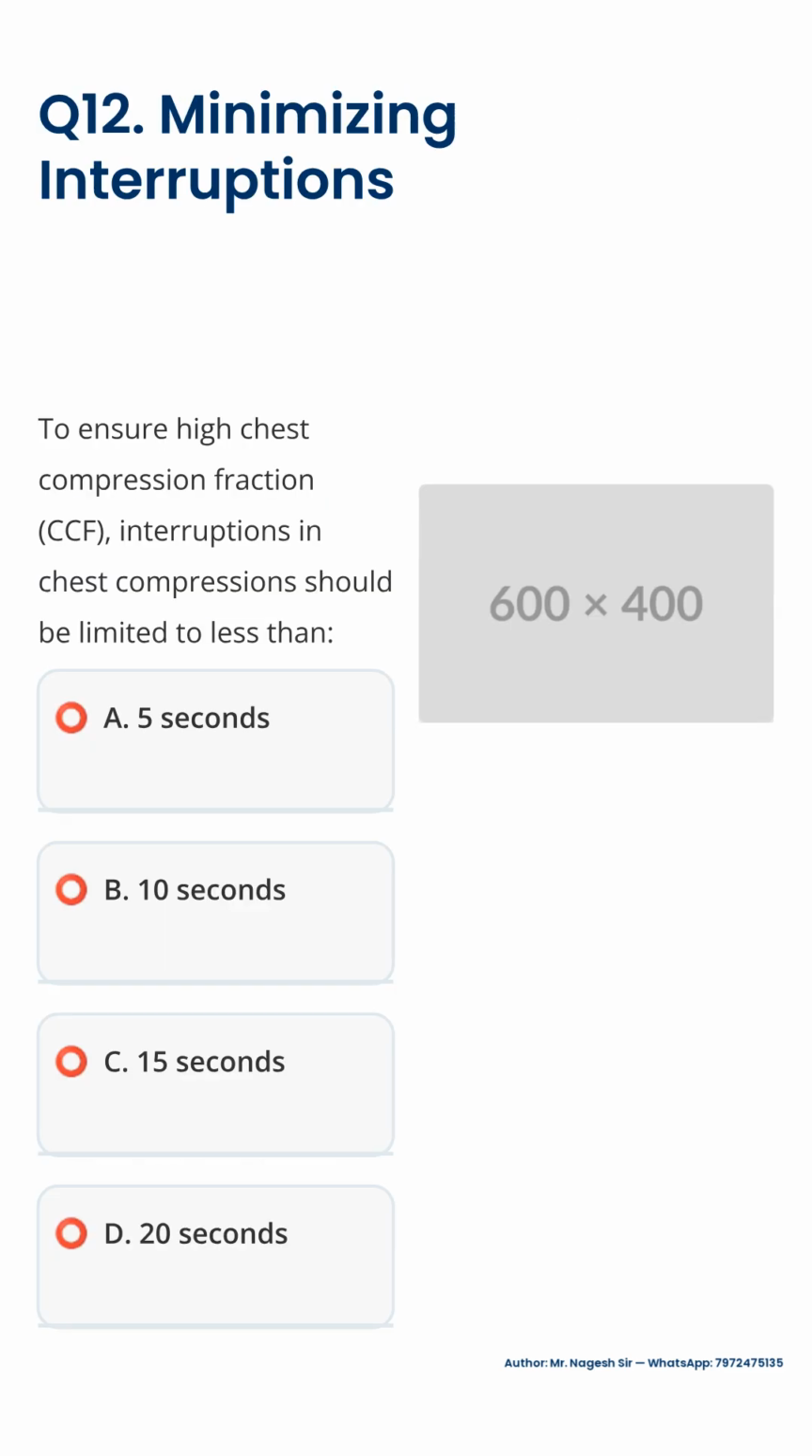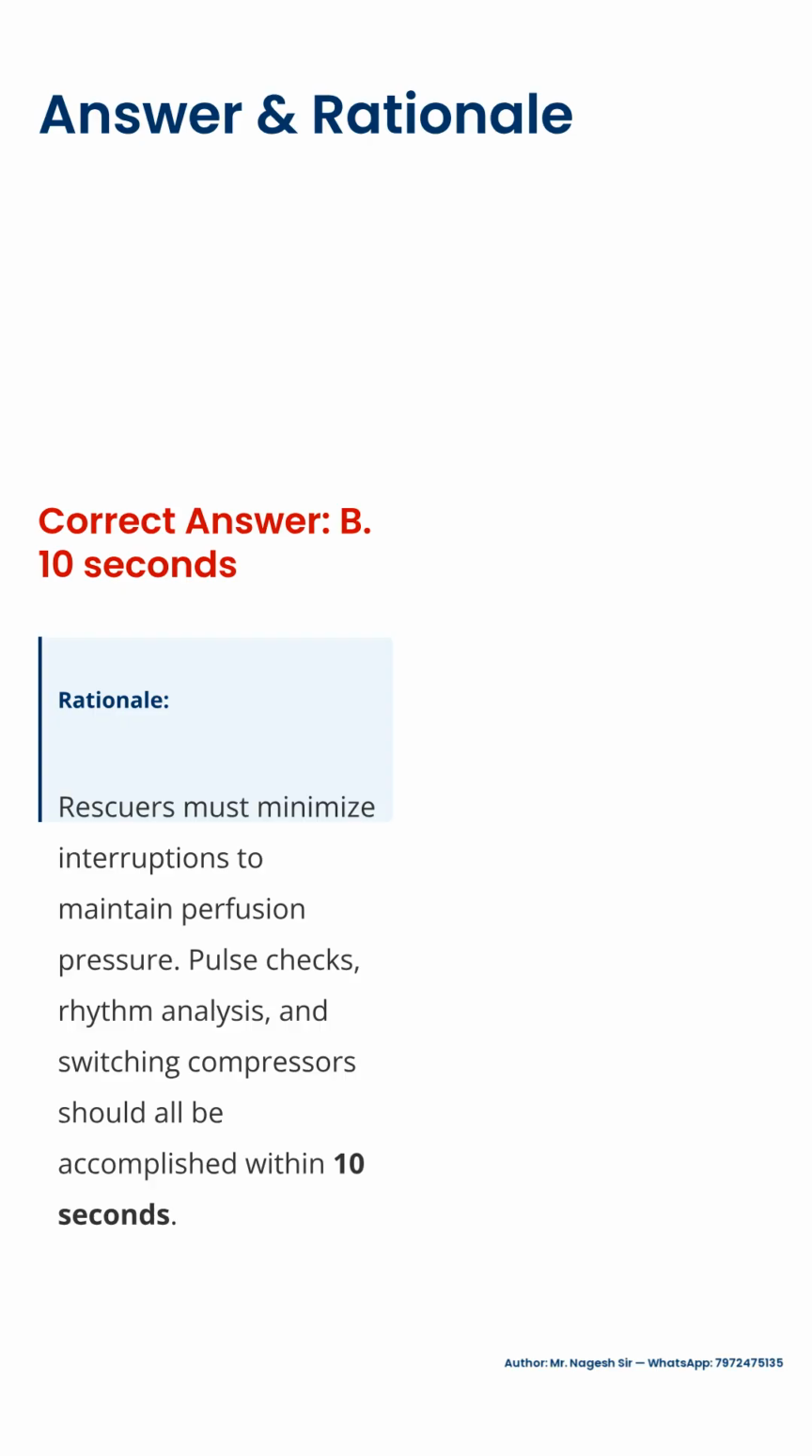Question 12. Minimizing interruptions. To ensure high chest compression fraction, interruptions in chest compressions should be limited to less than what duration? The correct answer is B, 10 seconds. Rescuers must minimize interruptions. Pulse checks, rhythm analysis, and switching compressors should all be accomplished within 10 seconds.